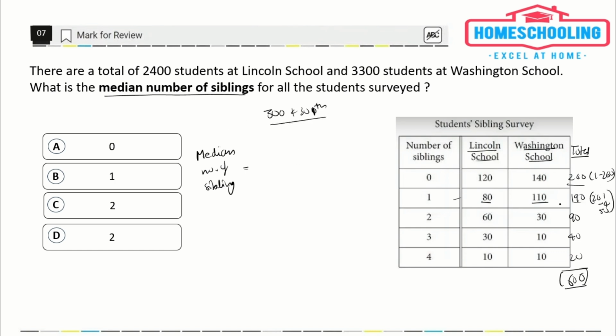So the median number of siblings would be, because the median of 600 students is the 300th and 301st, that is 300.5. That comes in this range, because the first 1 to 260 students have 0 siblings. Then the next 190, that is from the 261st student to the 450th student, have 1, and the median is the 300th and 301st student. That will come in this range. So the corresponding number of siblings is 1. So the median number of siblings would be 1. So option B is your correct answer.